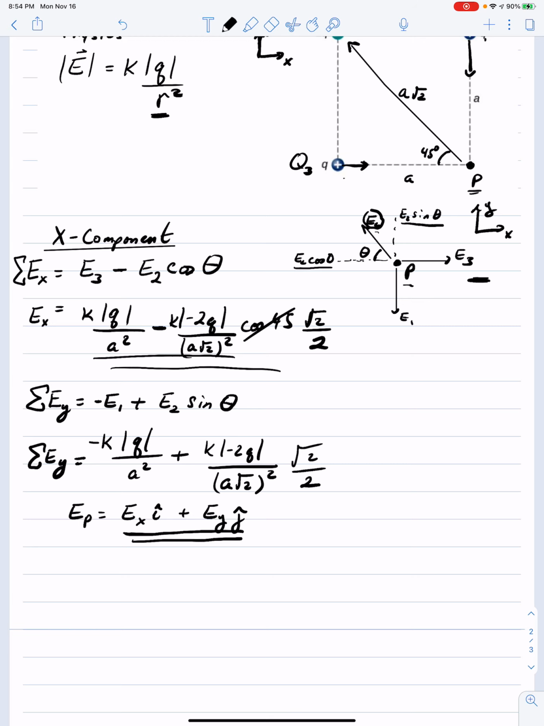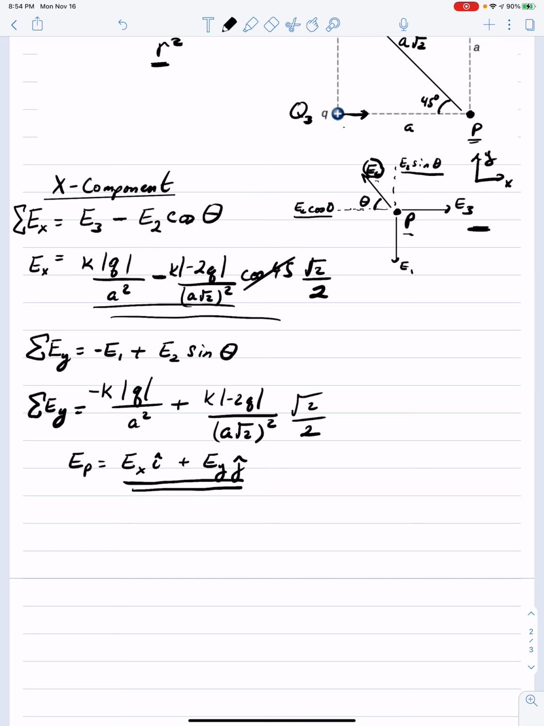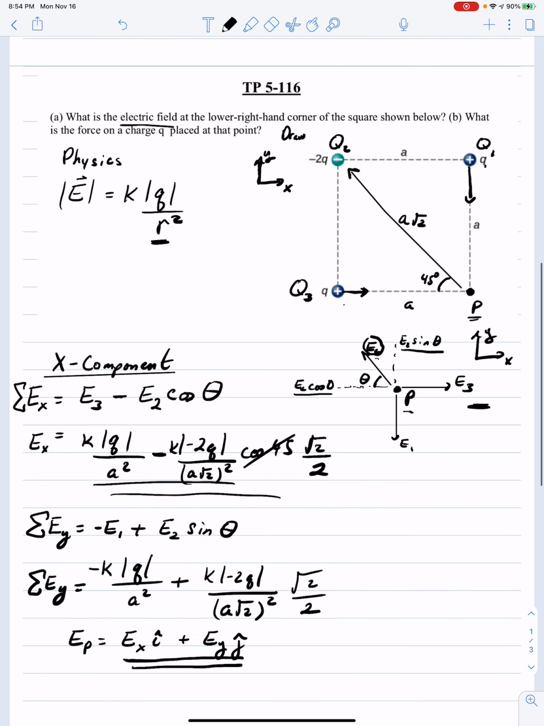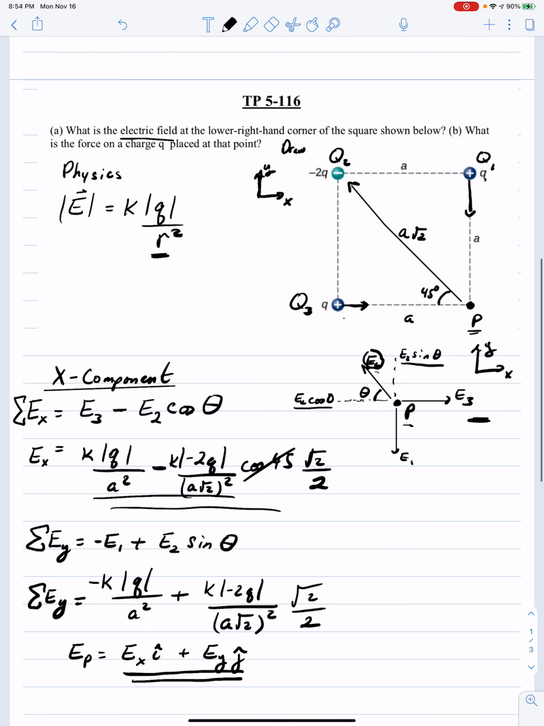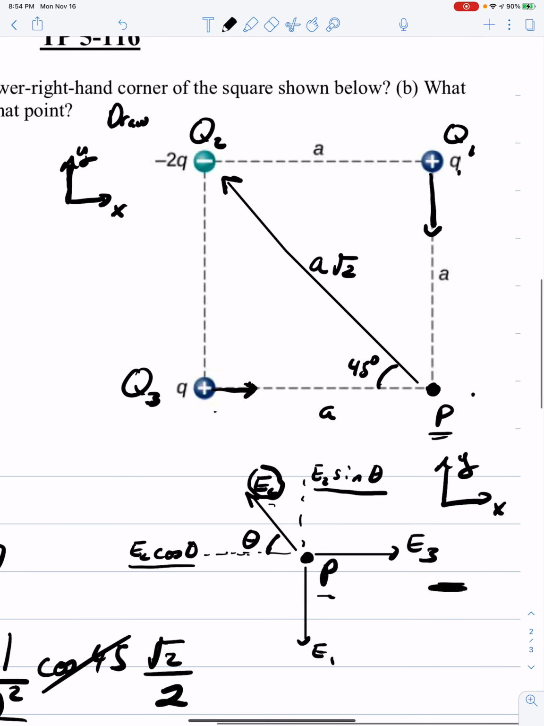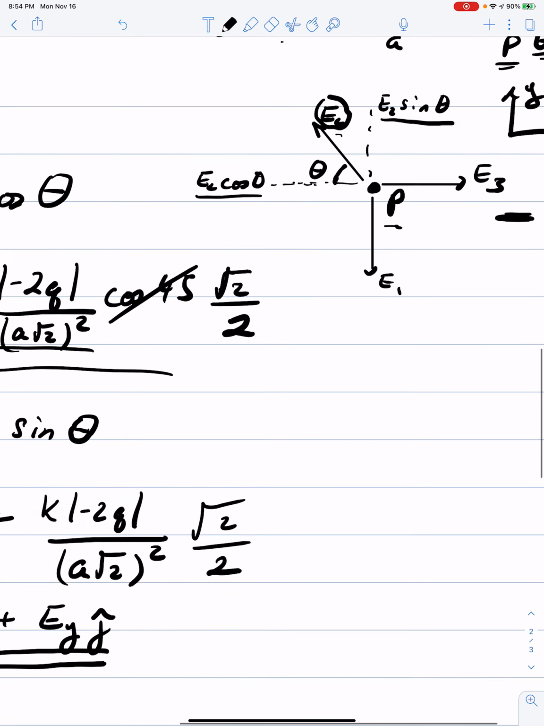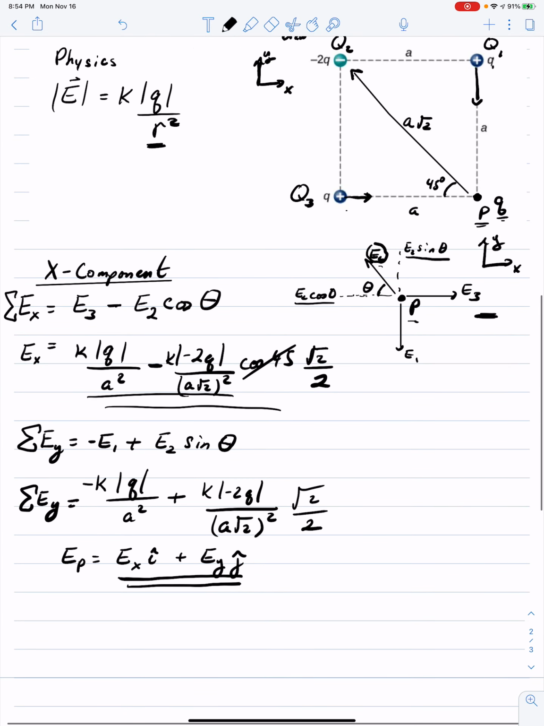The unit vector notation is just like this. Now that you have the unit vector notation, you can leave it like that, it doesn't ask for anything else. It's asking, what is the force on a charge Q placed at point P? So now, looking at the diagram here, we're going to add a charge here. Boom. But you already solved for the electric field that is being experienced at point P.